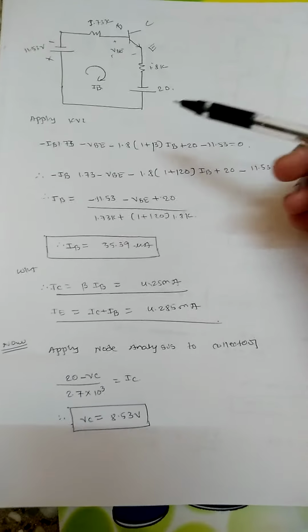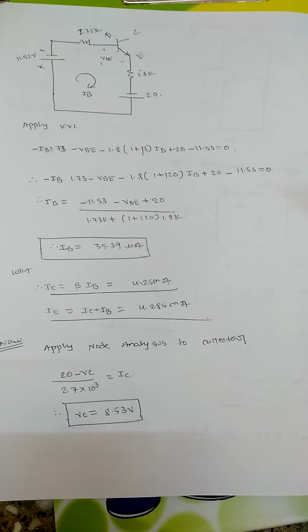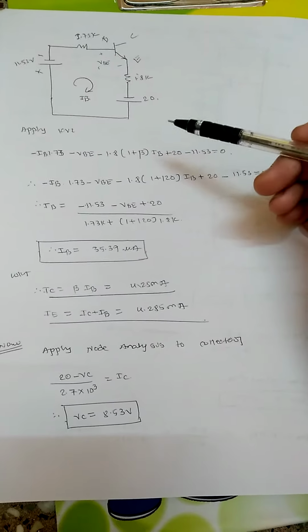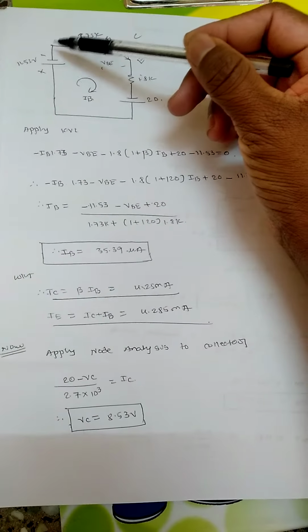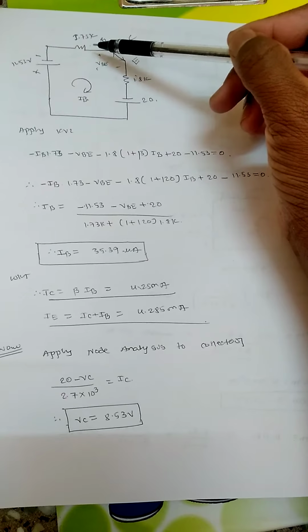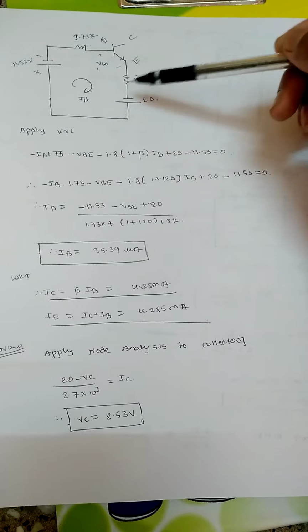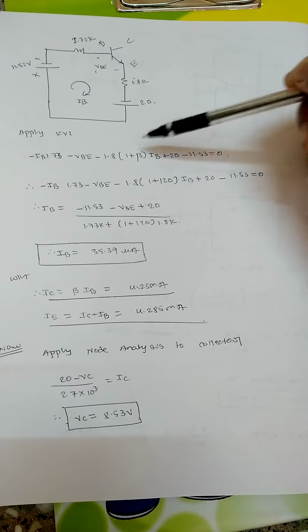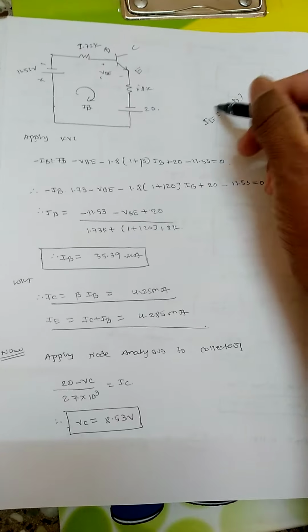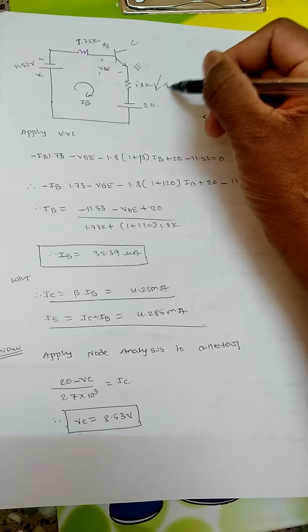Now apply the KVL. I need to find out the current. As I said earlier, if you want to find the current, we need to apply KVL at the base terminal. Applying KVL, start from this point: minus IB into 1.73, since we are moving in the direction of current, minus VBE minus 1.8 into, as I said earlier, the emitter current IE, which is equal to 1 plus beta into IB. That is why I have written it. The current which is flowing in the emitter terminal will be IE.